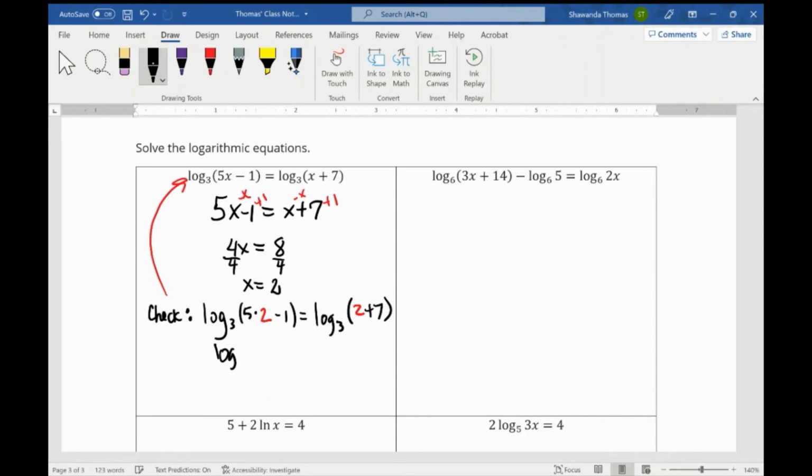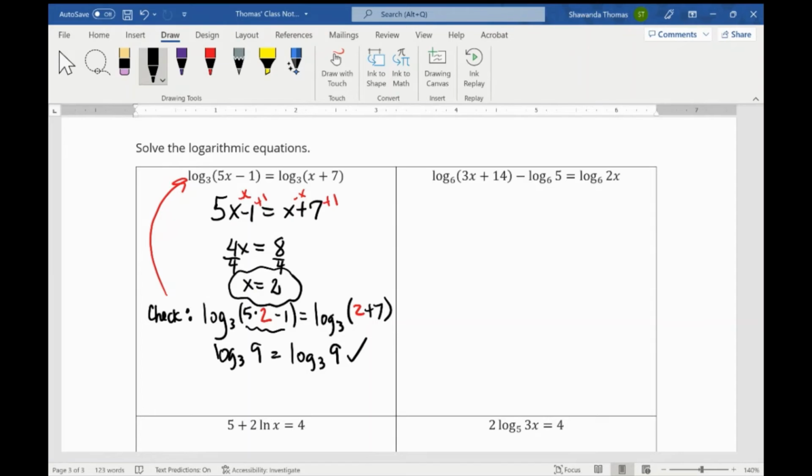So we have log base 3 of 10 minus 1. I guess I don't have to keep breaking it down. Y'all see that this is 10 minus 1, which is 9. And on the right side, we also have 9. So that's how we know that x equals 2 is, in fact, the correct answer.